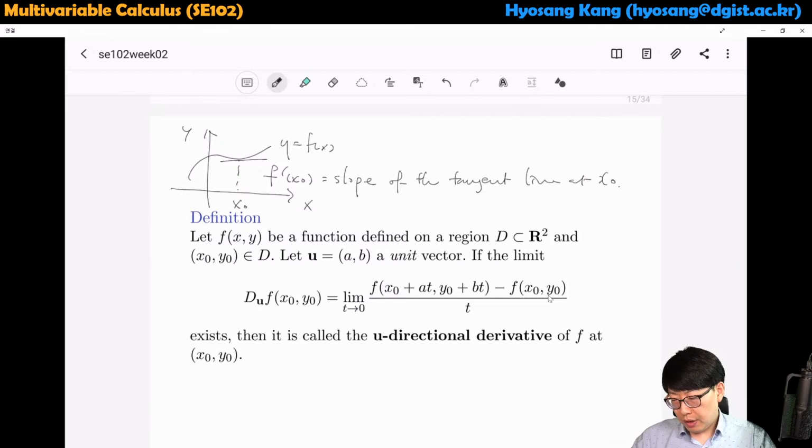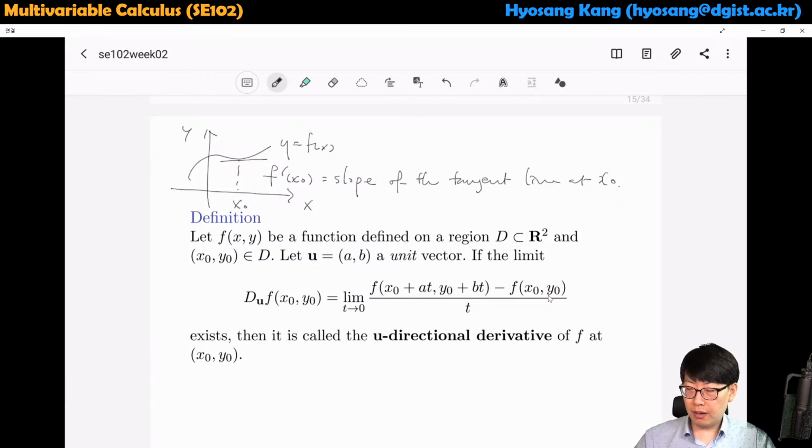If you want to generalize this concept to a two variable function, there are several problems. One problem is that we don't have a tangent line on the graph of a two variable function, because the graph is generally a surface, and a surface has a tangent plane, not a tangent line, right? Or if you want to specify a tangent line, there are infinitely many tangent lines lying on this tangent plane, so you cannot specify one tangent line.